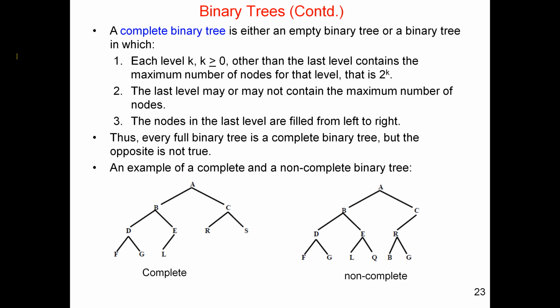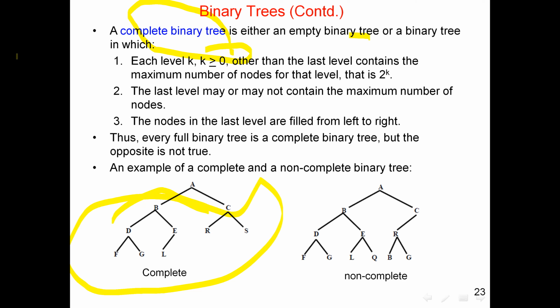And if you see the complete binary tree, as I was mentioning, it is either an empty binary tree or a binary tree that's filled from left to right. You can see here, this one is complete. Why? Because A, B, C, then D has 2 subtrees, E just 1, there is going to be another one. So it's getting filled from left to right, and we call it complete binary tree. But if you look at this one, C is incomplete. So that's why it is non-complete. It's a binary tree, but it's not a full binary tree. It's not a complete binary tree. I hope you understand this.